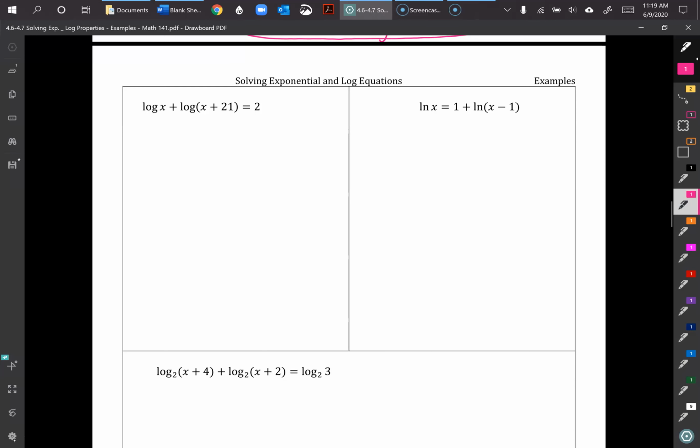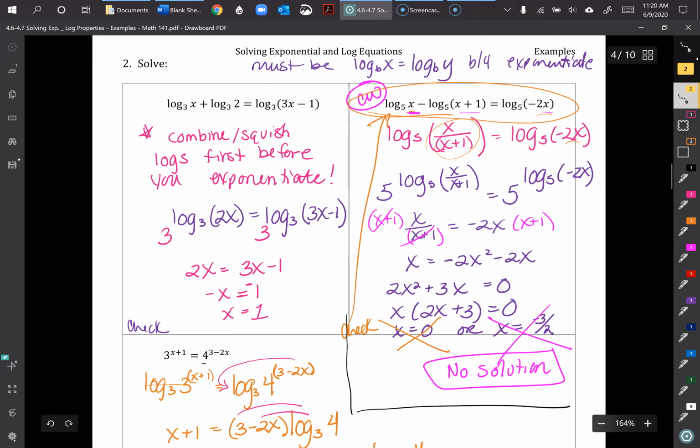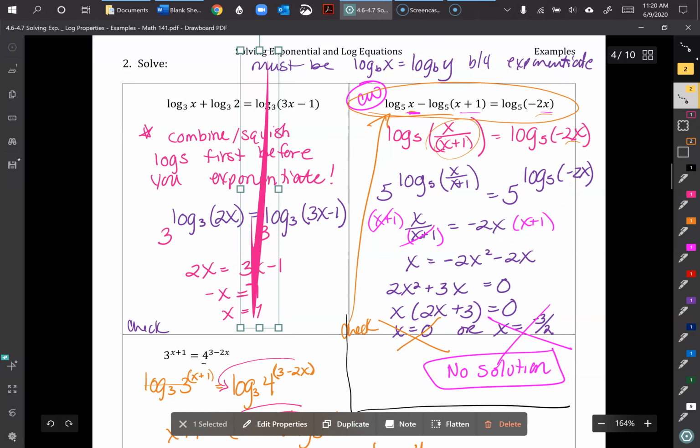Now we're looking at this page, the next page here: log of x plus log of x plus 21 equals 2. So we did one kind of similar earlier. It was probably similar to this one, where we had a subtract. Now we have an add.